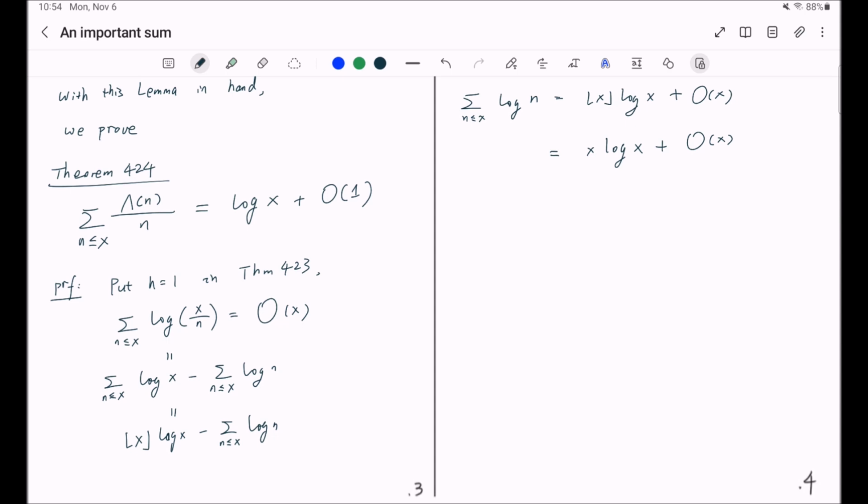Now we make the following claim. To set up a bridge between the sum and lambda of n, we'll show that the sum is equal to the summation for n less than or equal to x of the floor of x over n times lambda of n. And at this point, let me recall the definition for lambda of n.